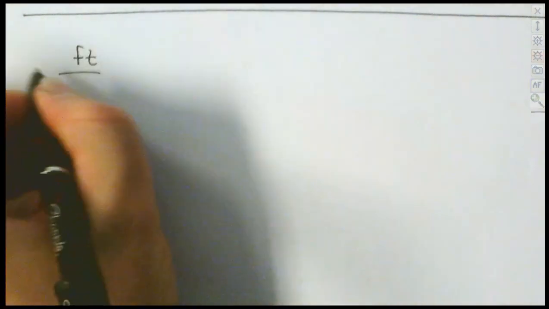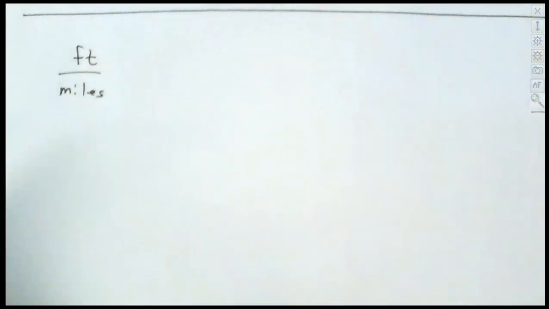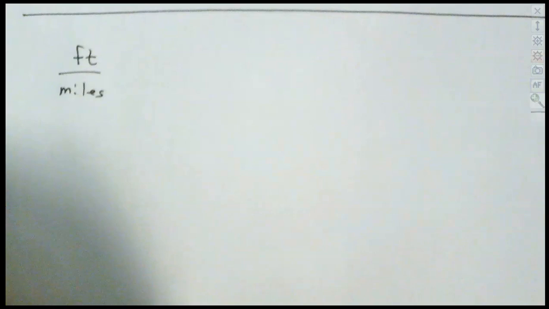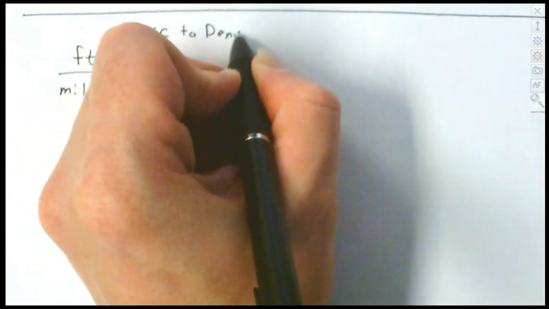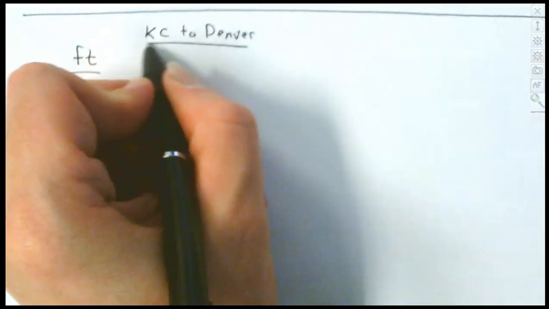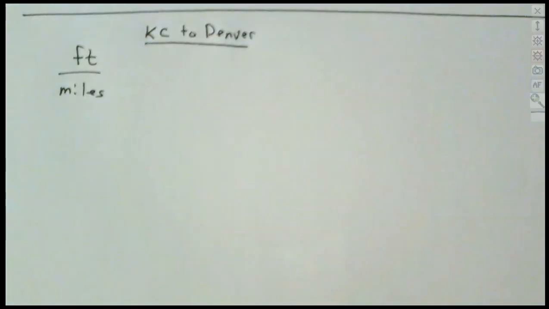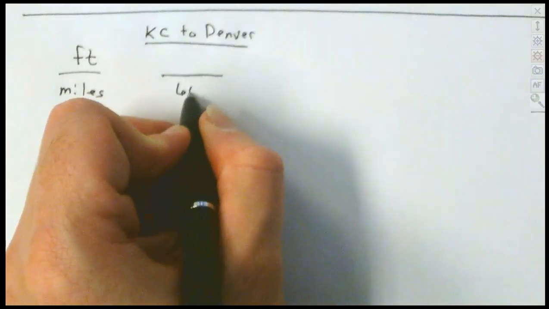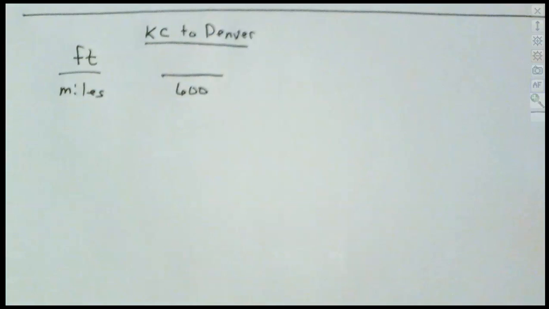Now we're going to set up a ratio, and we're looking at feet and miles. Doesn't matter which one goes where. Just set up your ratio and make sure you follow it on both sides. So let's do feet over miles. And we're going to first look at KC to Denver. Kansas City to Denver, that's going to be 600 miles. So we'll put the 600 there.